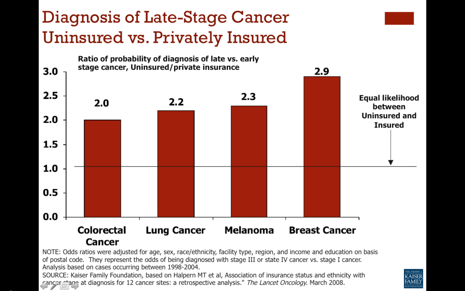Why else does it matter? Well, because individuals who don't have health insurance were twice as likely to be diagnosed with late stage colorectal cancer, lung cancer, skin cancer, and almost 3 times as likely to be diagnosed with late stage breast cancer. For colorectal, melanoma, and breast cancer, these are incredibly important numbers because being diagnosed at an early stage dramatically increases the probability of survival. And so if you're uninsured, you're more likely to be diagnosed at a later stage and you have less chance of surviving. Not having insurance can kill you.